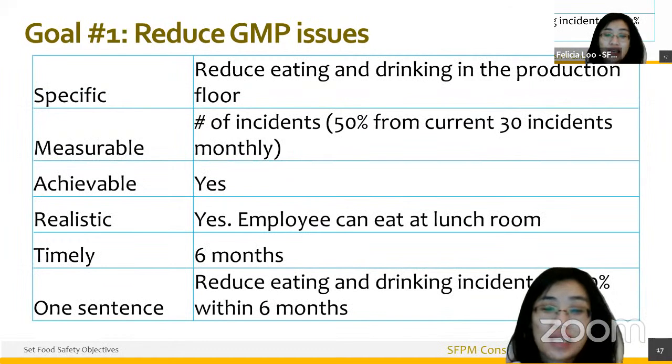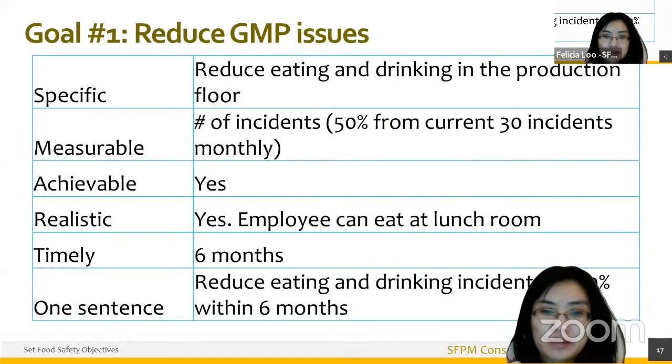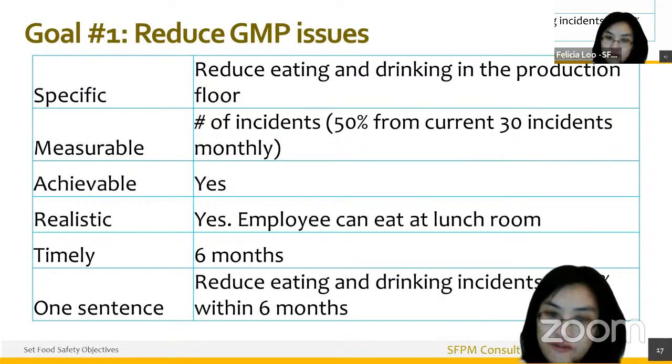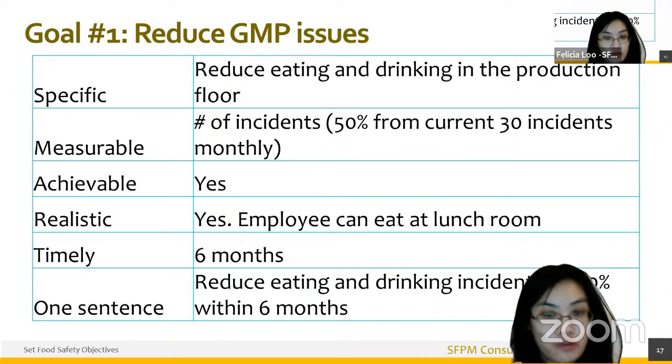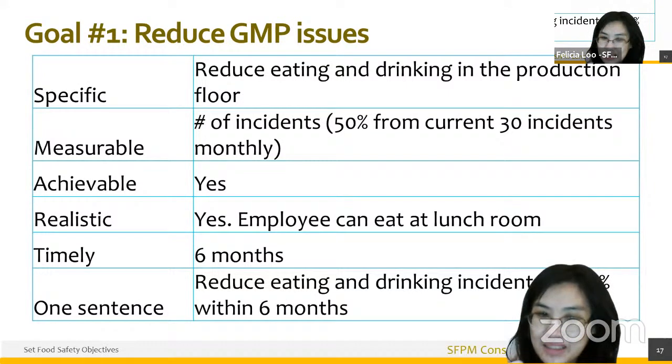I want to reduce eating and drinking in the production floor. Measurable is the number of incidents. Currently, I have 30 incidents a month. I want to take it down to 15 incidents every month. Is it achievable? Yes, we need a little bit of help from our supervisors and managers, but we can do that. Is it realistic? Yes. If the employees are not eating and drinking in the production floor, they can eat at the lunchroom, so it's not a big problem. All right, is it timely? With the time, we're putting a 6-month time here.